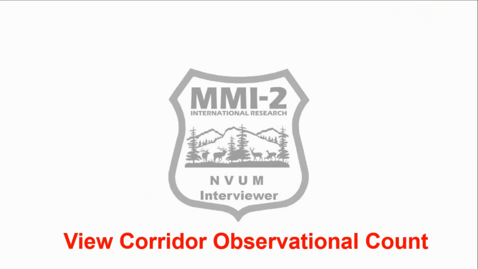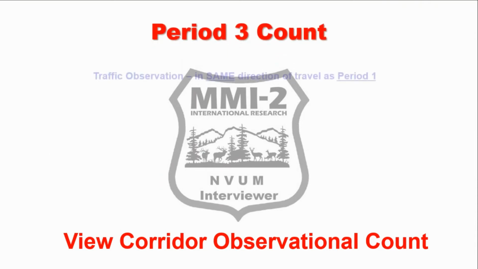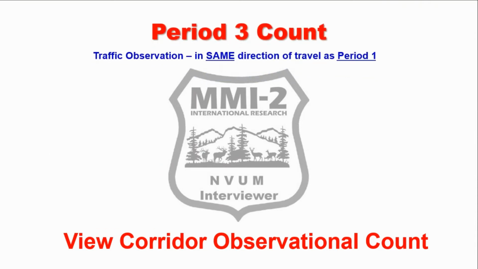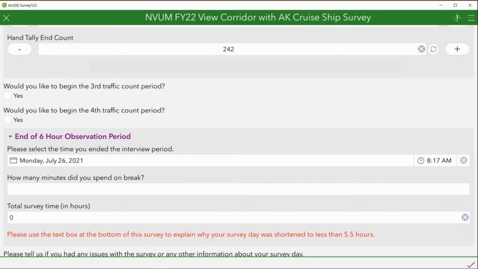And at the end of that 30-minute break, you're ready to do your period 3 count. So your period 3 count, you're going to be counting in the same direction as you did during period 1. And you're going to count for 1 full hour in that direction.